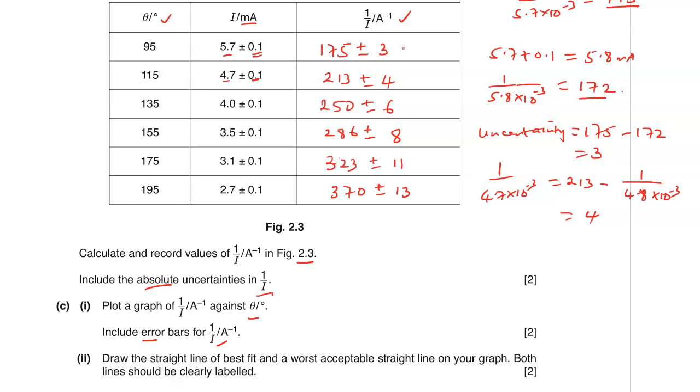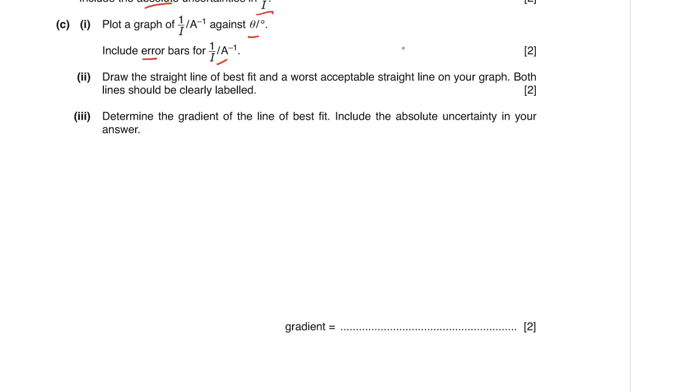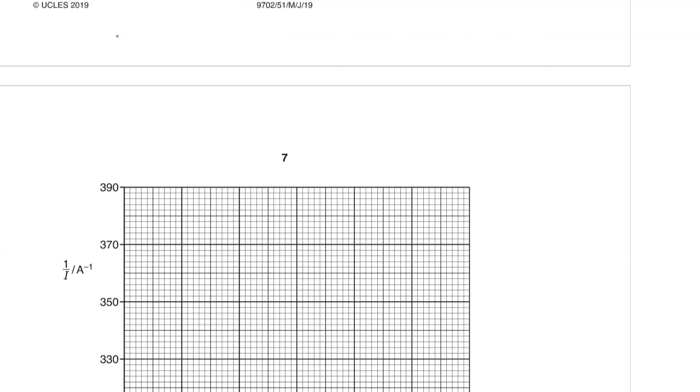Okay, so let's plot the graph. You're told, once you plot the graph, draw the line of best fit. And what's the exact straight line of your graph? Both lines should be clearly labeled. Determine the gradient of the line of best fit, include absolute uncertainty. You come into that. Let's first plot the graph. Let's first plot the graph right there. The graph is here.